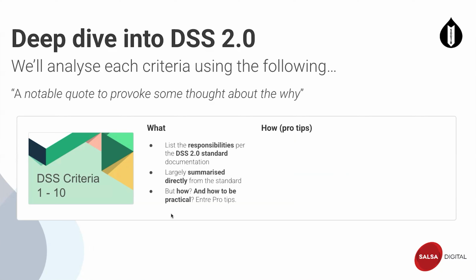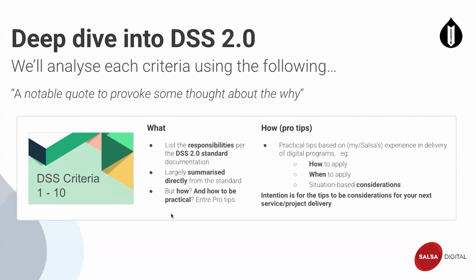Then what I have per criteria is this what section, and this is largely lifted directly from the standard. It describes what is expected, and you could see this yourself if you open up the standard and read it. And I've got some links at the end to the standard. What I found though is it's a little bit lacking in the how. So yeah, do A, B, C, and D, but how? And I guess that's where I put these how pro tips in.